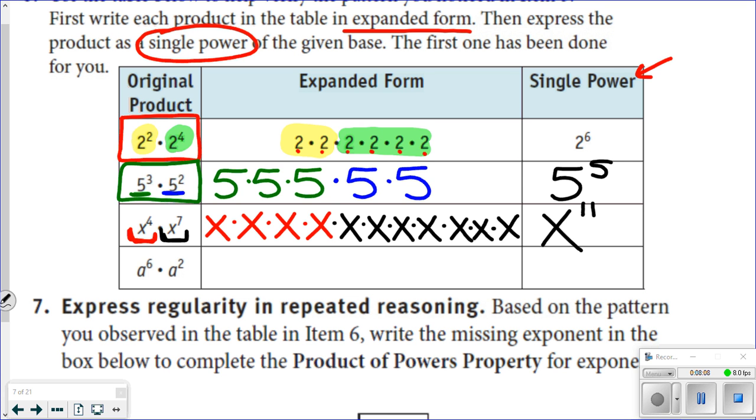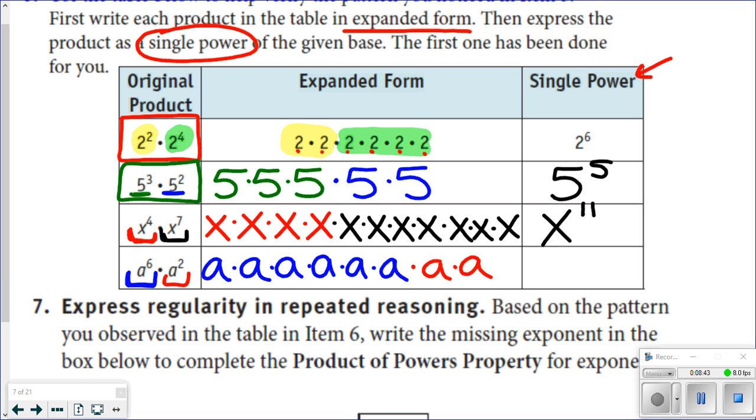So what I want you to do is try to do the last column with the a's. So expand out, what does a to the 6th power mean? And expand out a squared. A to the 6th power is a times a times a, 6 of them. And I'm multiplying that by a times a, 2 of them, a squared.